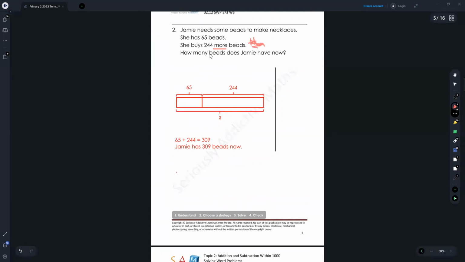All right, so how can they draw? Let's start with the first one. You can do it step by step. I always tell them to draw it sentence by sentence. So she has 65 beads, so draw one bar to represent 65 beads. Always remember the label. They put in numbers first before they continue drawing. And then she buys 244 more beads. That means the bar continues.